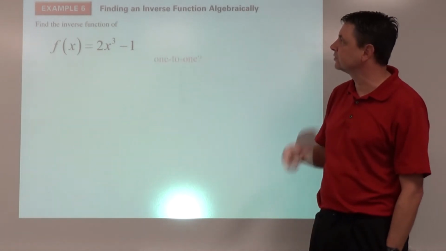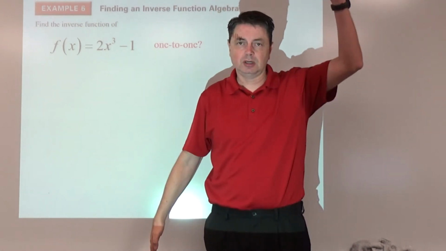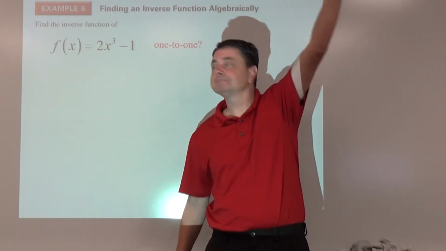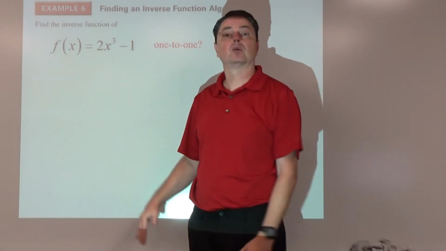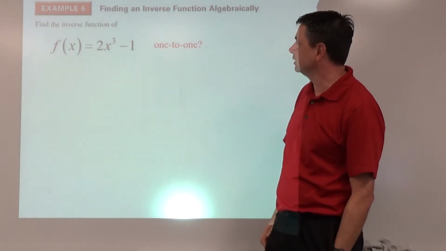Example number 6, find the inverse. Is it one-to-one? Let's see, we've got a cubic function that's stretched vertically and shifted down 1. Should still pass the horizontal line test. We should be good. It's one-to-one. We can now proceed.